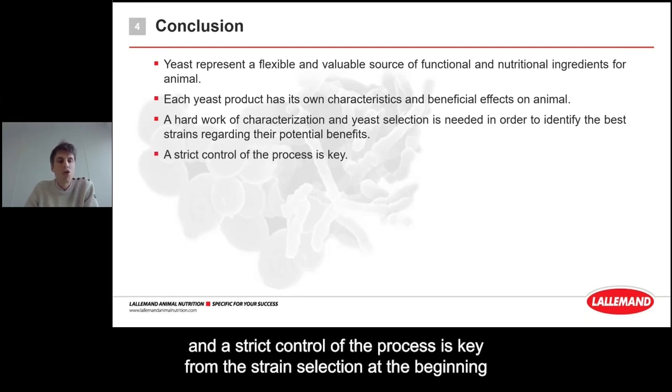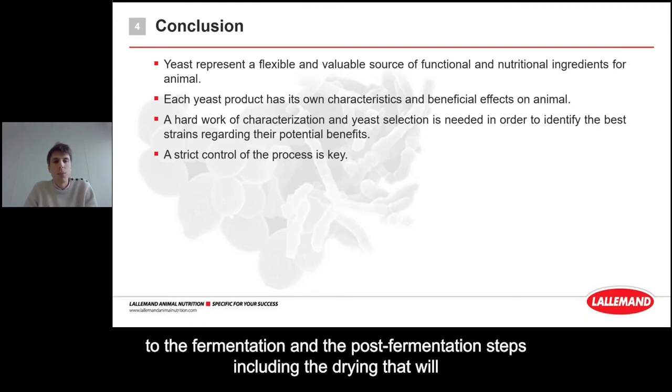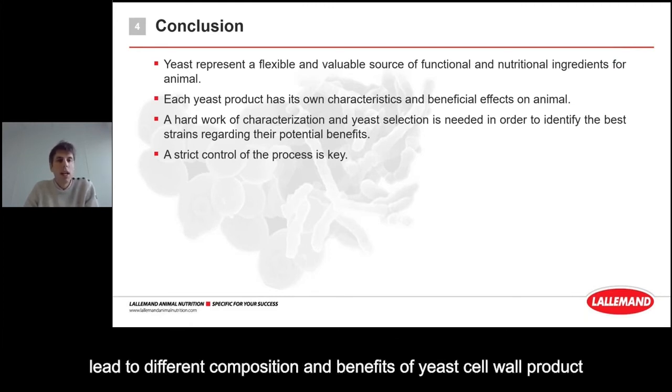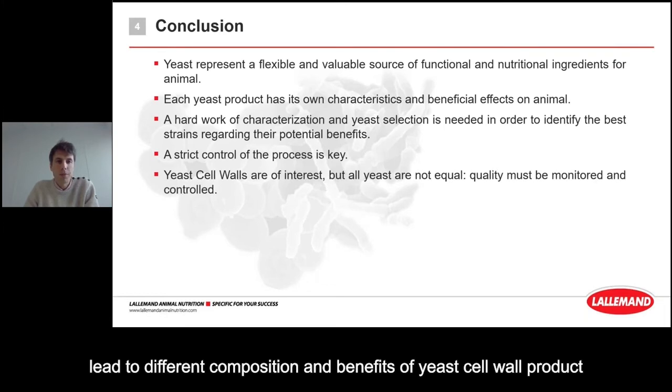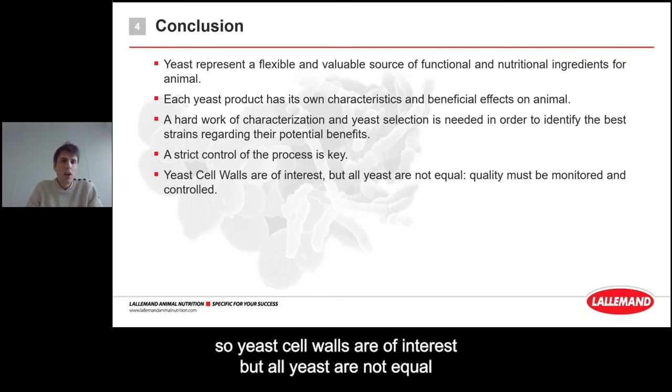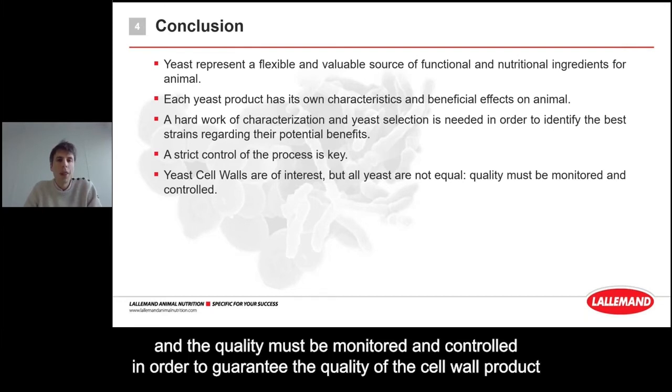And a strict control of the process is key, from the strain selection at the beginning to the fermentation and the post-fermentation steps, including the drying that will lead to different composition and benefits of yeast cell wall product. So yeast cell walls are of interest, but all yeast are not equal, and the quality must be monitored and controlled in order to guarantee the quality of the cell wall product.